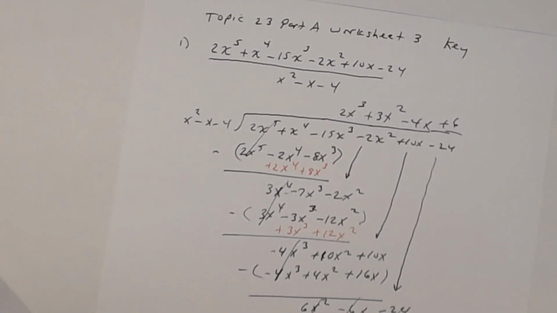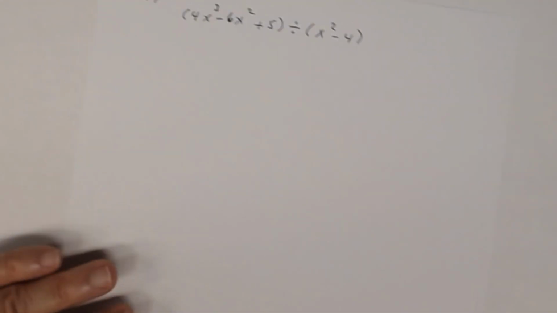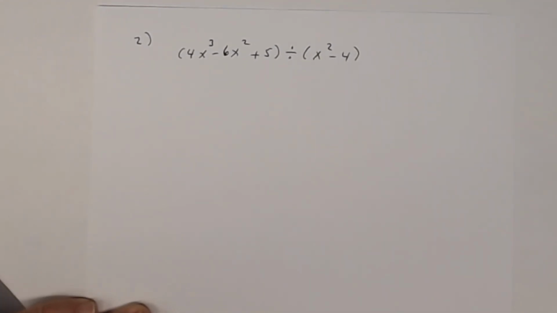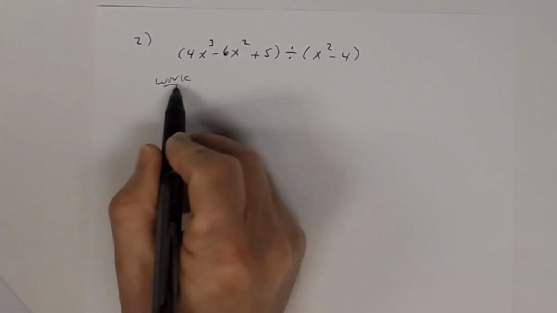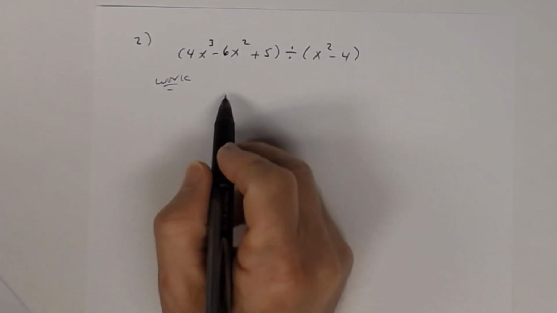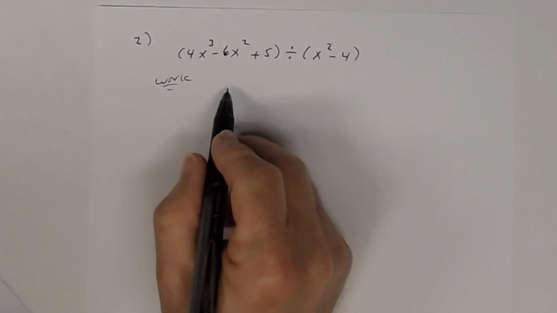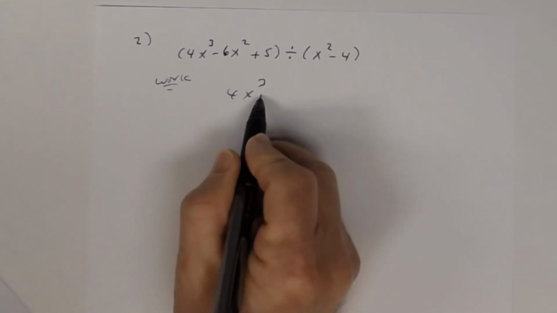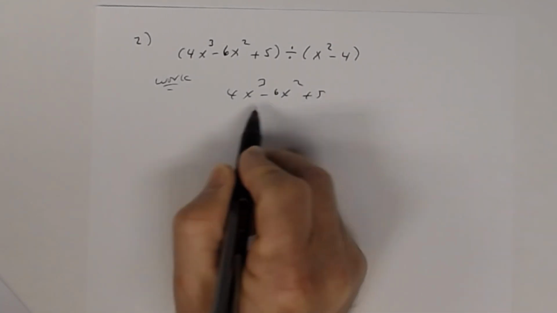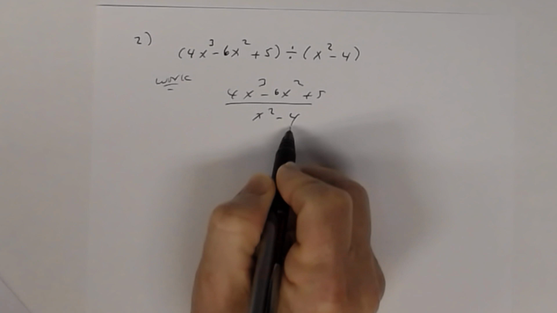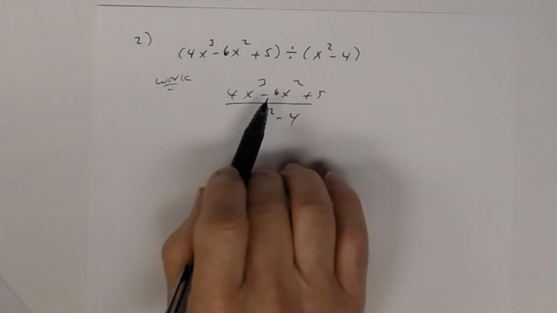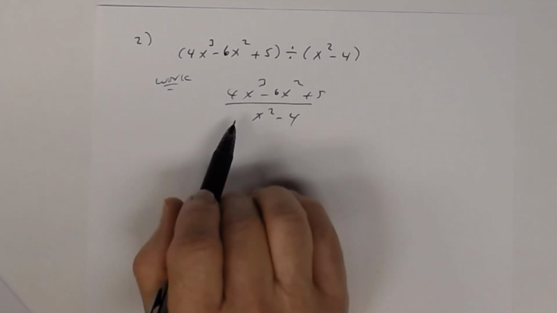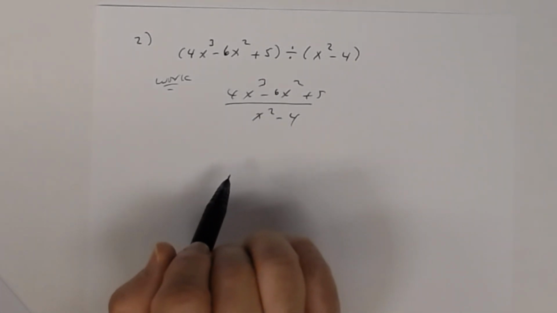All right. Number 2. So in number 2, we have this. It's written horizontally, but remember you're going to write it as a numerator and the denominator. So you have 4x cubed minus 6x squared plus 5 divided by x squared minus 4. Okay? All right, now notice there are some missing terms in the numerator, and there are some missing terms in the denominator.